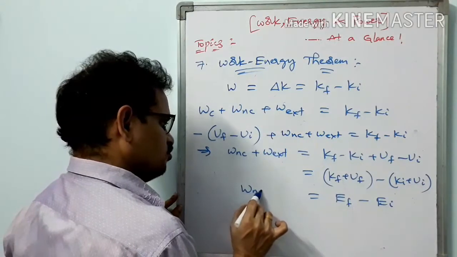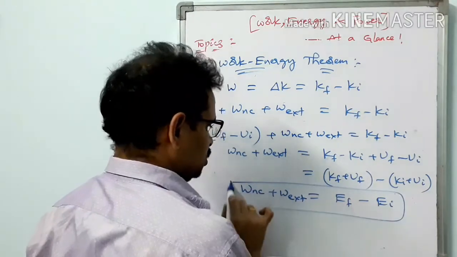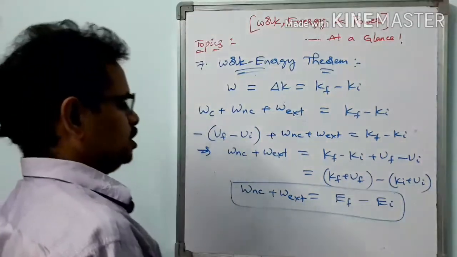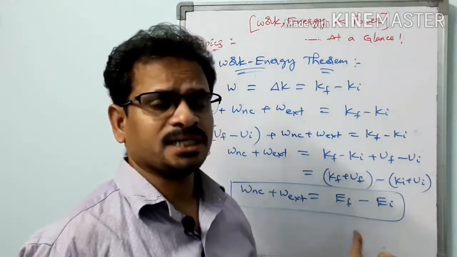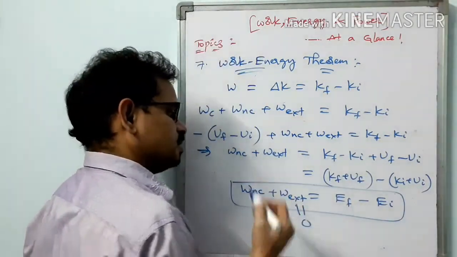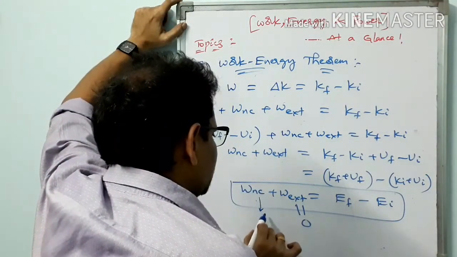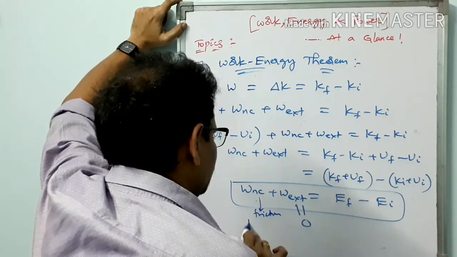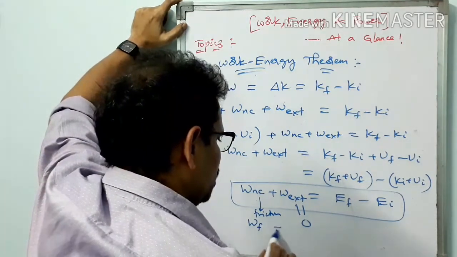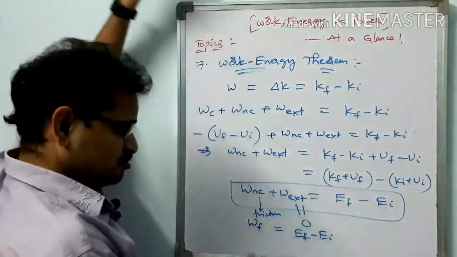So work done by non-conservative force plus work done by external forces is equal to how much? The change in mechanical energy. This is the work energy theorem. Let us suppose that the work done by external forces is 0, and let us take this non-conservative force as a frictional force. WF, work done by frictional force, equals Ef minus Ei. This is the work done by frictional force.